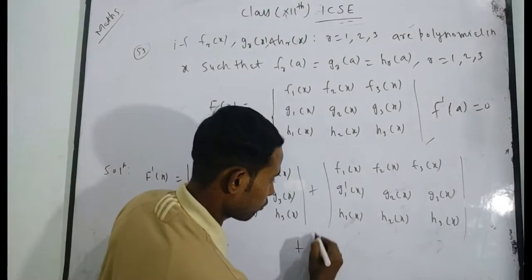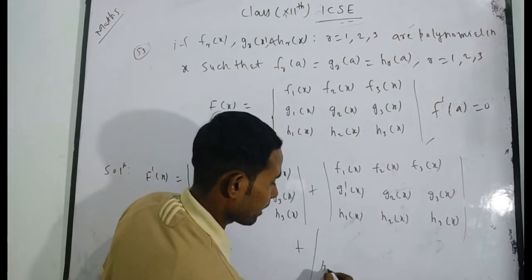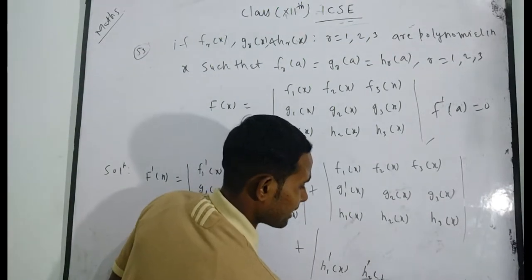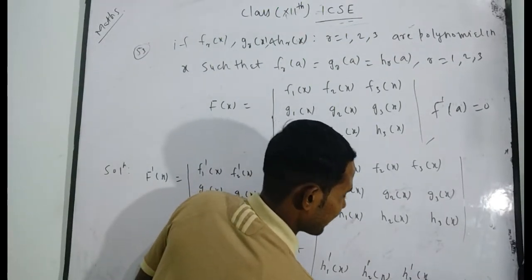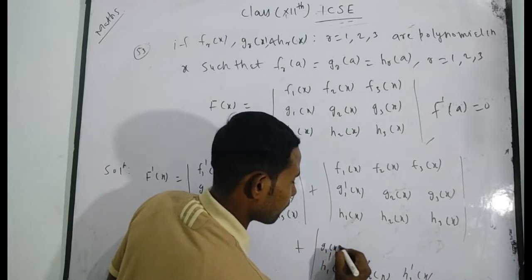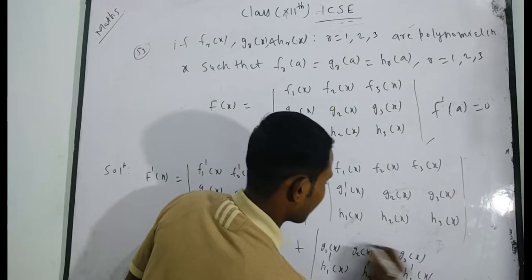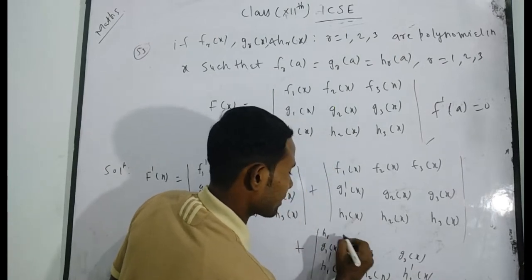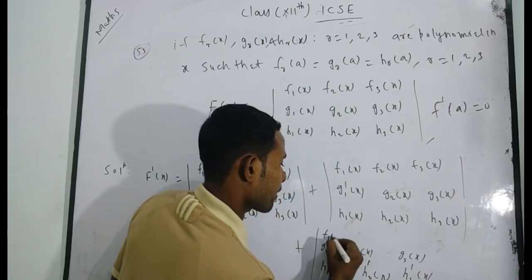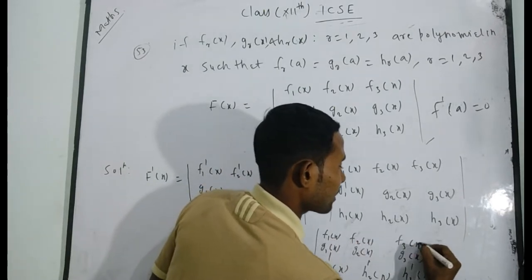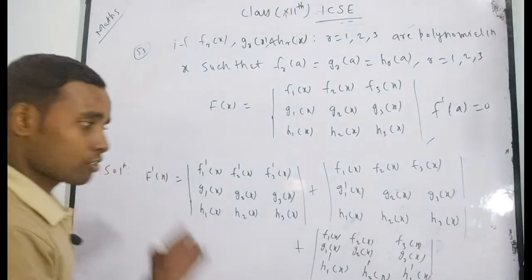Is it visible for you in the downward portion? It's here: h1 dash x, h2 dash x, h3 dash x, and write the second row as the same functions g1x, g2x, g3x. Similarly, write again the same functions in the first row, f1x, f2x, f3x, as mentioned in your question.